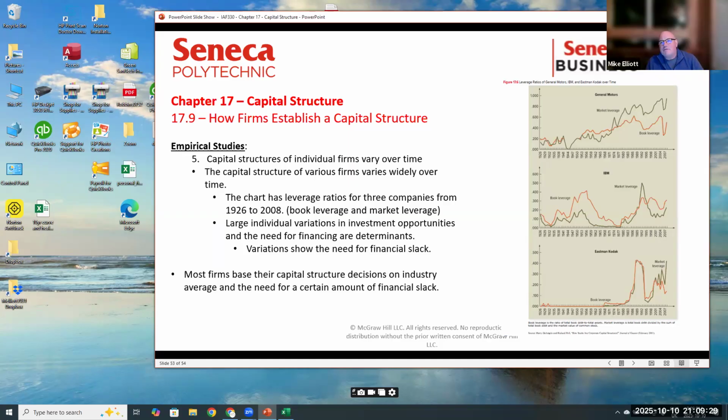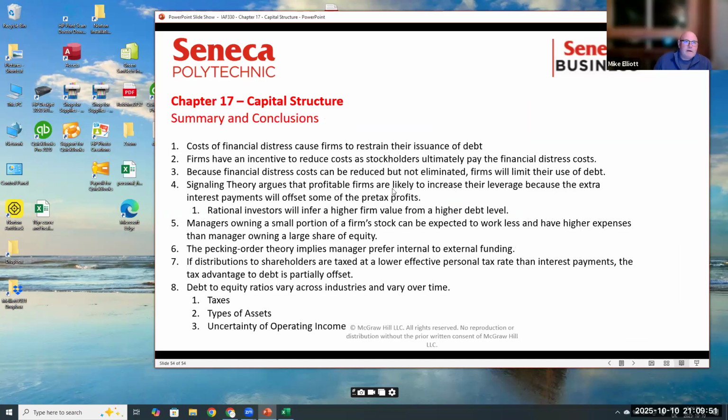If you look at IBM, it's almost different. Book leverage trades significantly above market leverage. And then we look at Eastman Kodak. I'm not sure why, because I'm not sure they exist anymore. Market leverage has exploded in one direction higher, and book leverage has exploded the other direction. And that's what I've got.